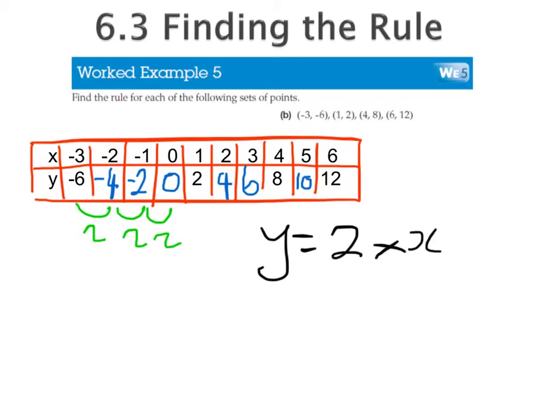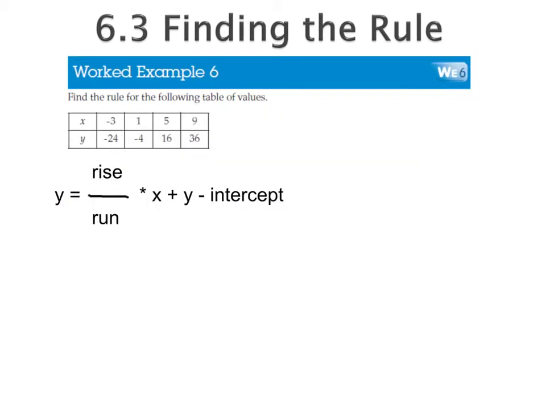Next we need to find out if we're going to add any numbers to it too. If I look at the 0, that tells us if I need to add or take anything, and in this instance it equals 0, so I'm going to leave it the same. So y equals 2x. And I can double check that. -3 times 2 is -6, -2 times 2 is -4, -1 times 2 is -2, 0 times 2 is 0, 1 times 2 is 2, 2 times 2 is 4, etcetera.